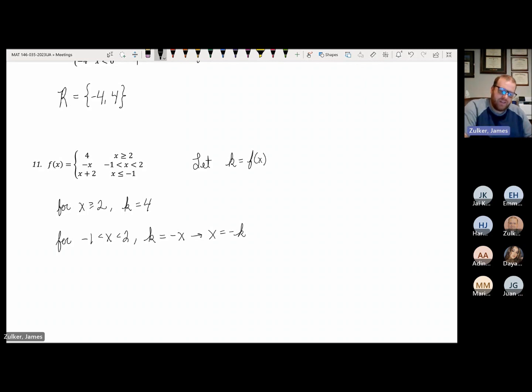Now what we do is we take this and plug it back into the inequality. So this implies that -1 is less than -k is less than 2. Means 1 is greater than k, which is greater than -2. Which looks weird, so rewrite it as -2 less than k less than 1. So the range of values for that second piece is the open interval -2 to 1.